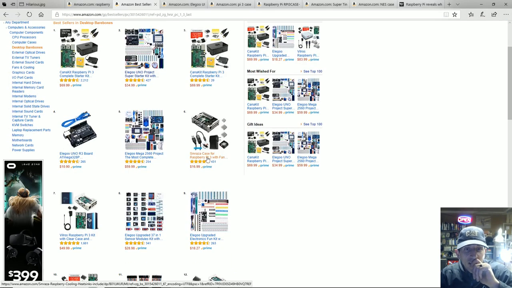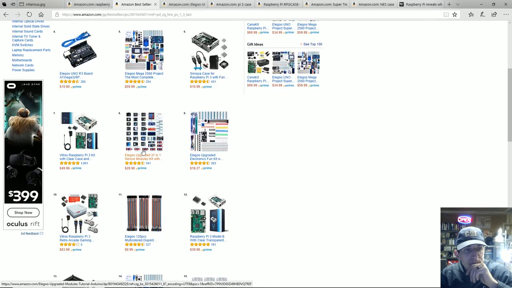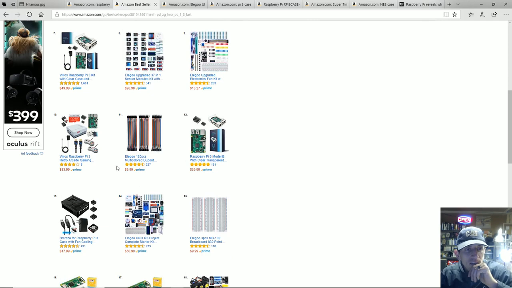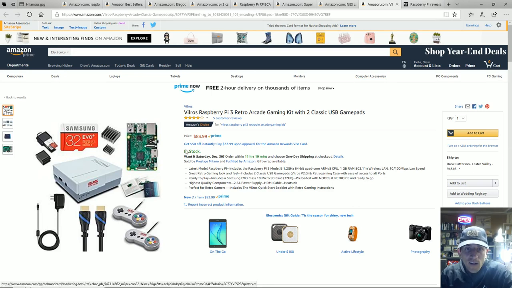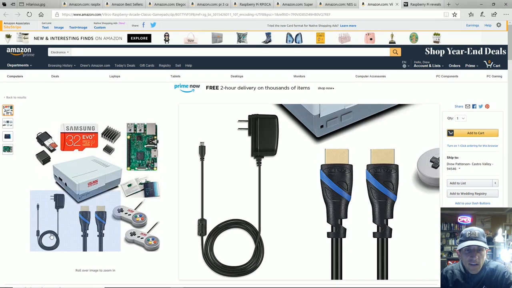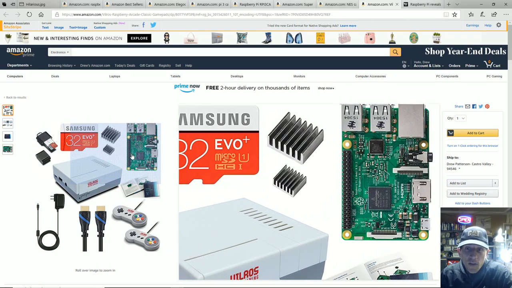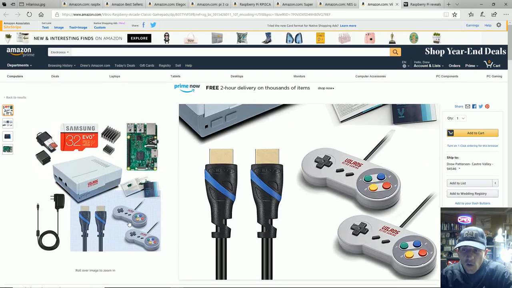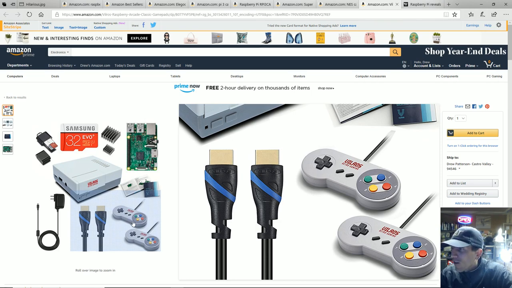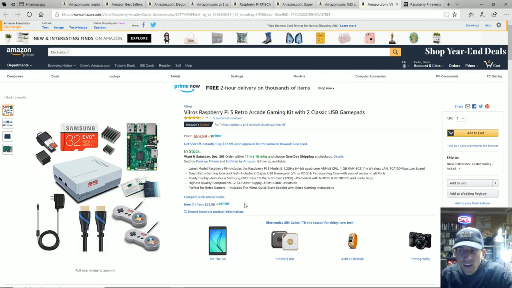And then you have this one for $16.99, a case and a power supply. I think a lot of people would get this, yeah, because it comes with the controllers too. It gives you everything. The HDMI power. You get a Samsung Evo Plus, and you get the controllers. Vilrose controllers. Anybody check out these controllers before?